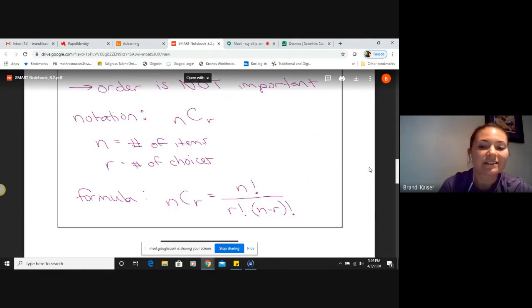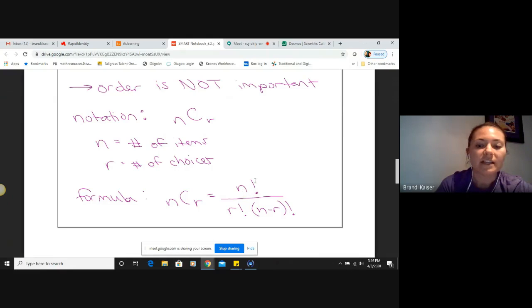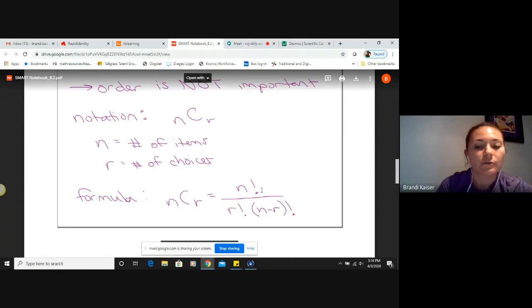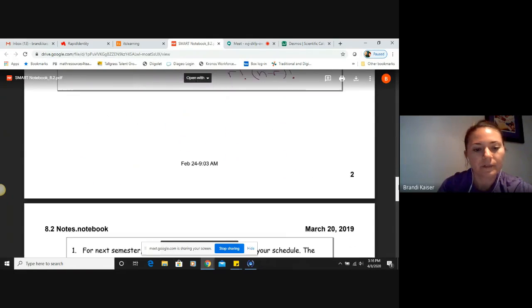The formula is slightly different. We're still using our factorial, but it's n factorial divided by r factorial times n minus r factorial. So be really careful when you're copying things down or when you're typing this into a calculator because it is going to matter.